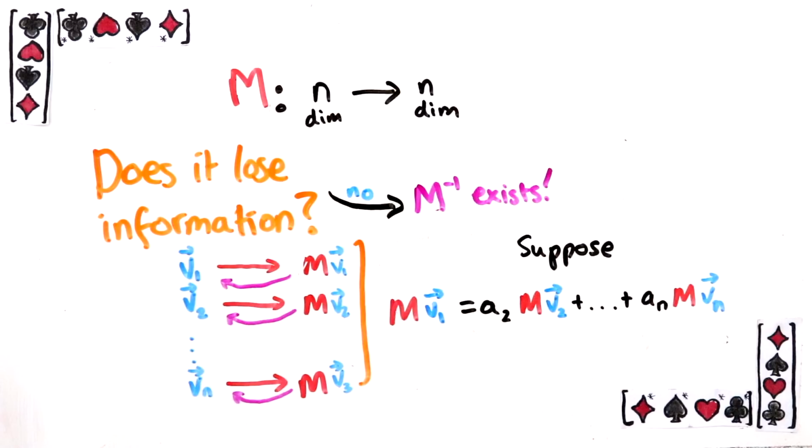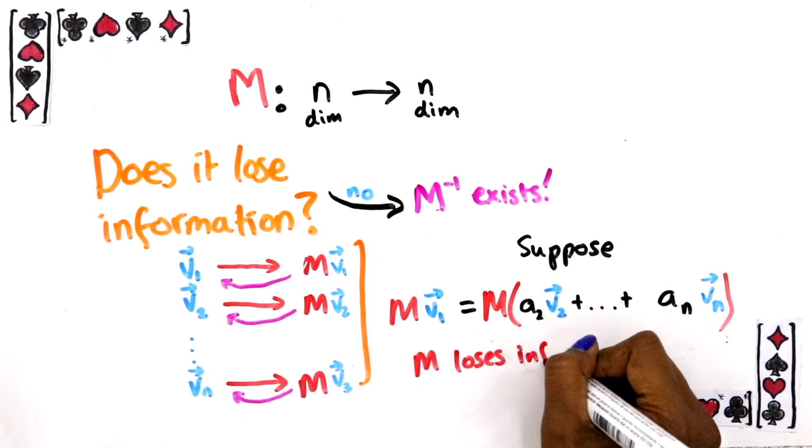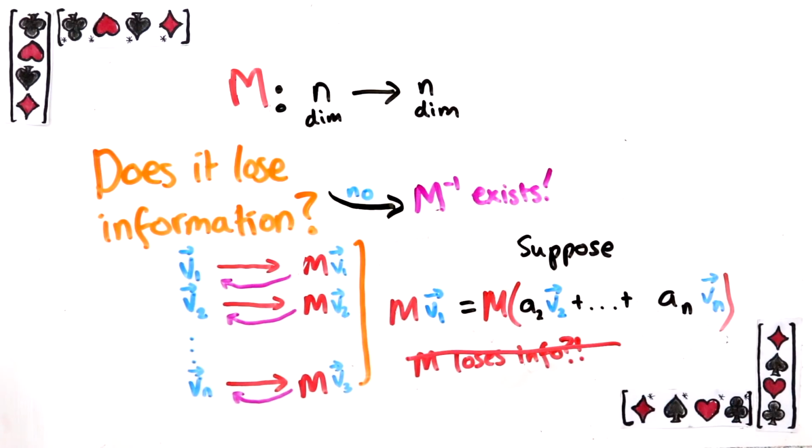Say MV1 is a linear combination of the others like this. Pull M to the front. But this equation isn't possible, because this means M maps V1 and this vector to the same thing, i.e. it loses information. So it must be that MV1 to MVN were in fact a basis.